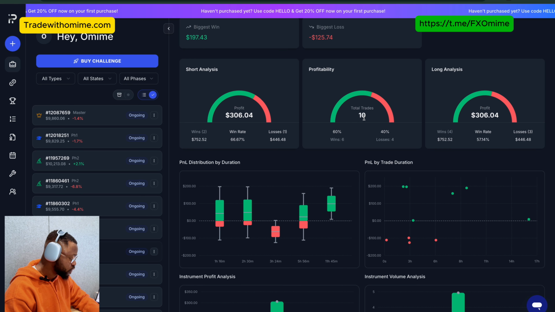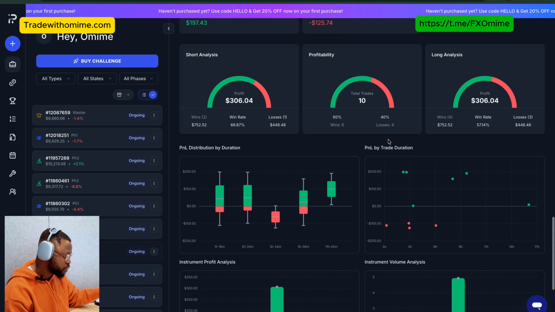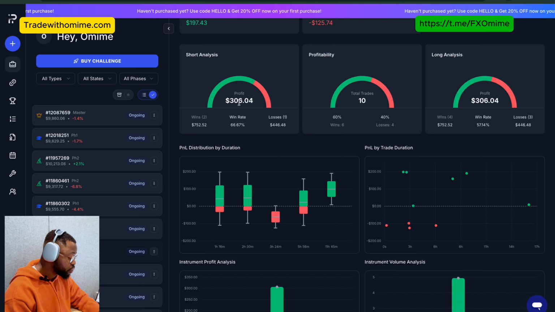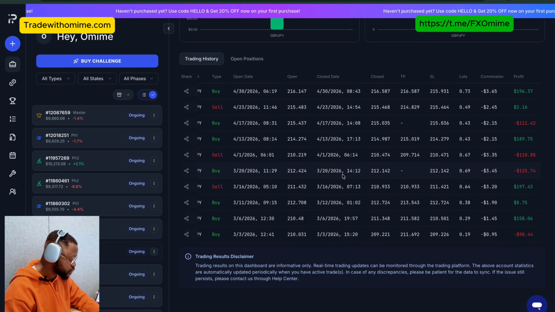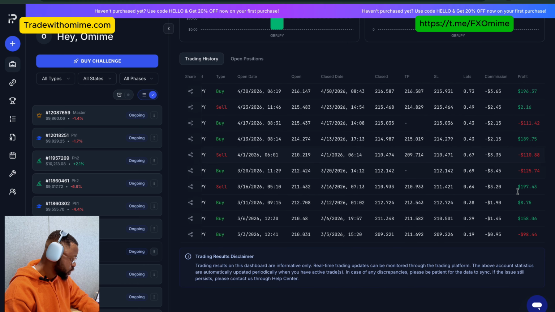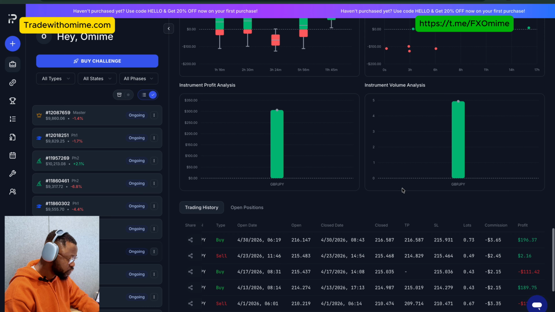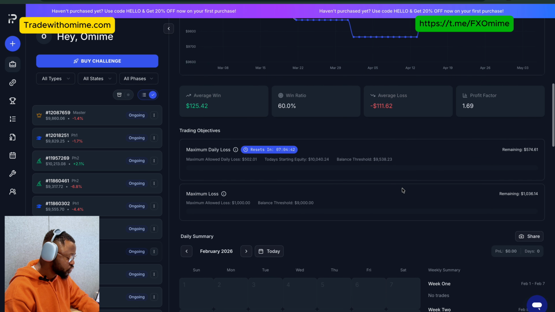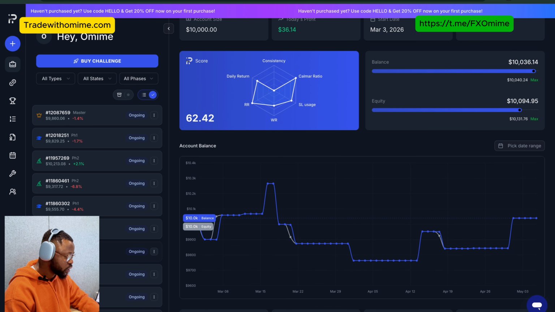I think I've taken about 10 trades on this account, 6 winners, 4 losers. I've made about $306 in profits. So these are the numbers here. I think I've made a couple of payouts on this particular account. So this is just one of the accounts.